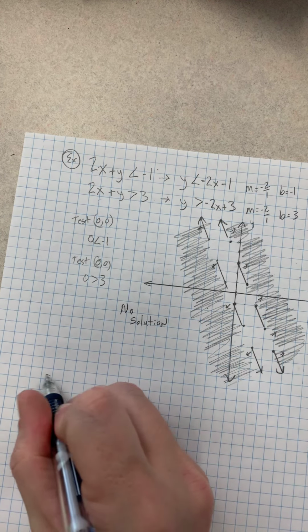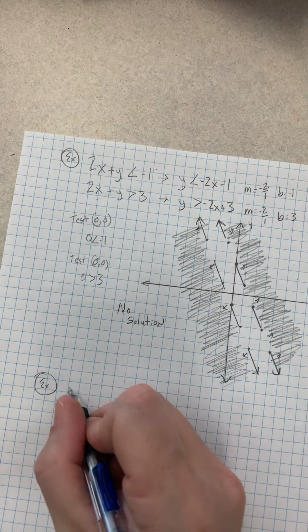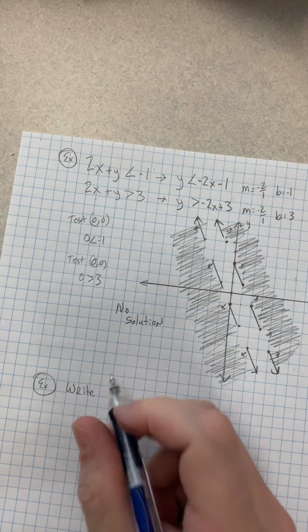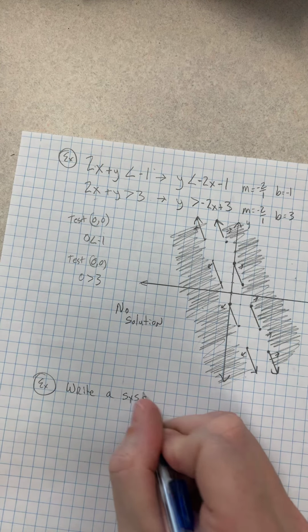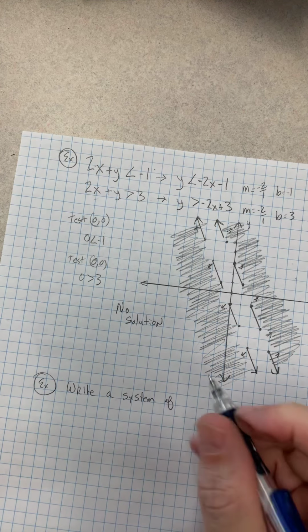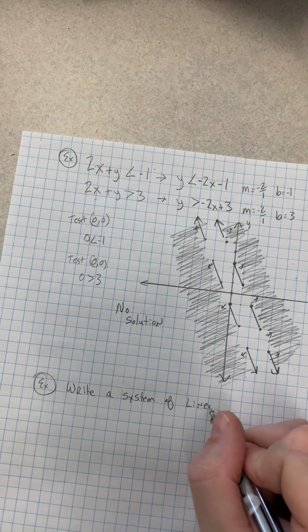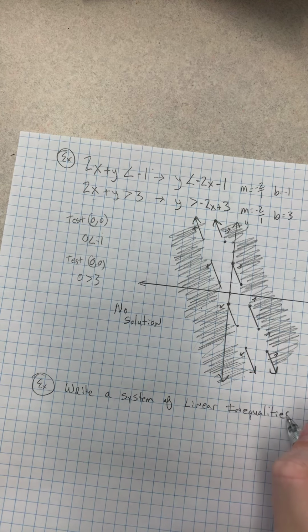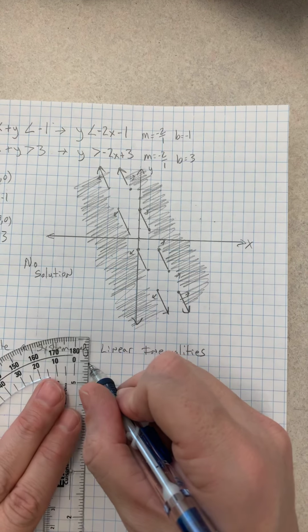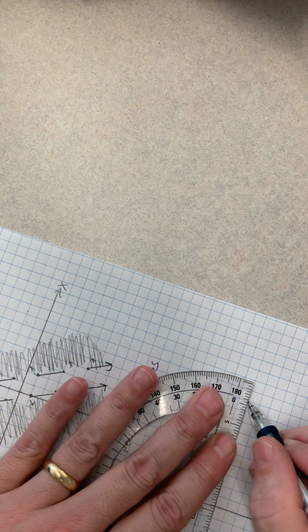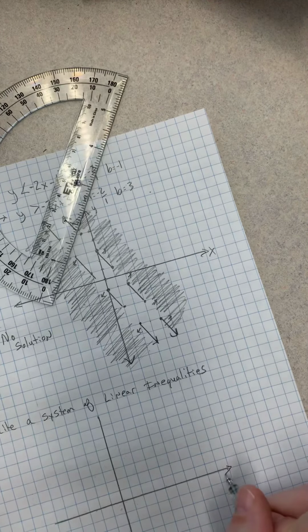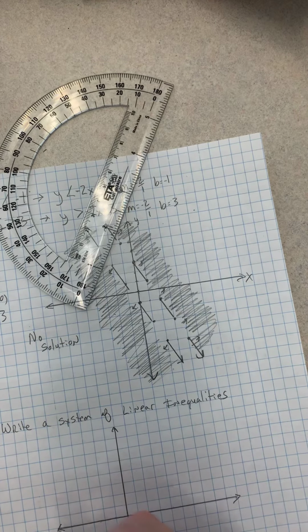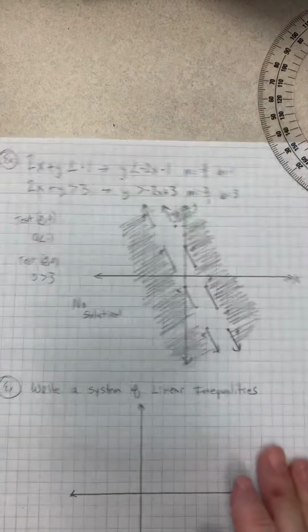The last thing we are going to do is write a system of linear inequalities given a graph. I've got to make a little graph here. This is like the two problems off of 5.6 at the end where we're writing for one of them. Now we're going to write it for the system.